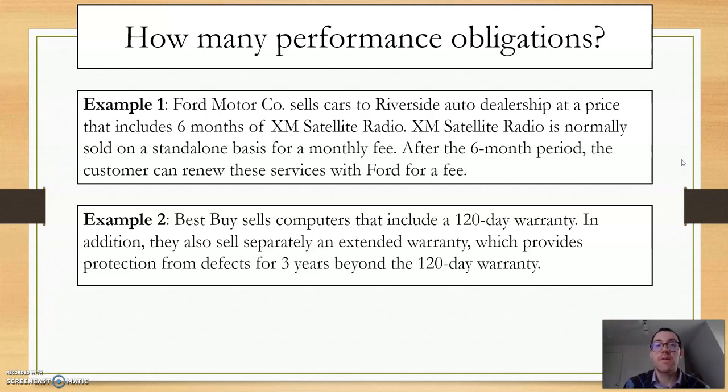So the answer in both cases is 2 performance obligations, because they are not interrelated enough. They can both be purchased separately. So the XM satellite radio is typically purchased separately. Same with the warranty. The extended warranty there can be purchased separately. If they're very interrelated and dependent on each other, then you can account for it as 1 performance obligation. But in this case, you cannot. 2 is the answer.